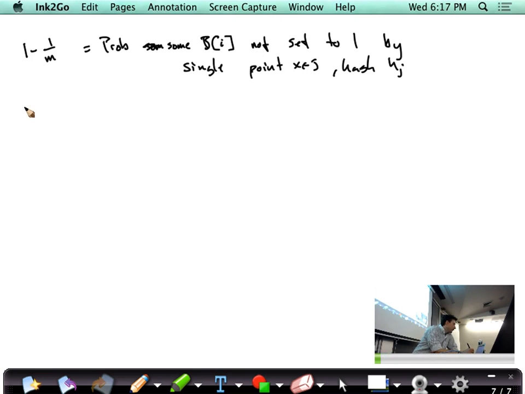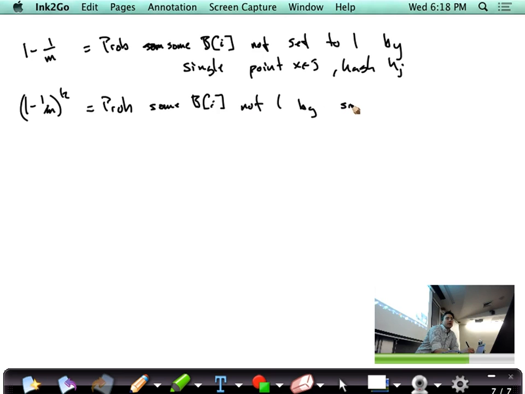Okay, so then if you're doing k of these hash functions, and these are independent, so sometimes a single element will hash to the same location. They're independent, so I can take the product of these. This will be the probability that some individual cell is not set by a single x in S and k hashes. So if I do k independent hashes, then the probability that the bit is not set to 1 is now (1 minus 1 over m) to the k.